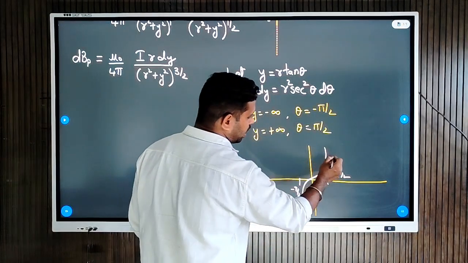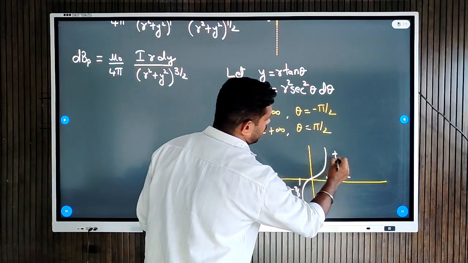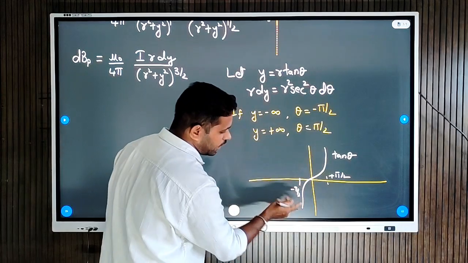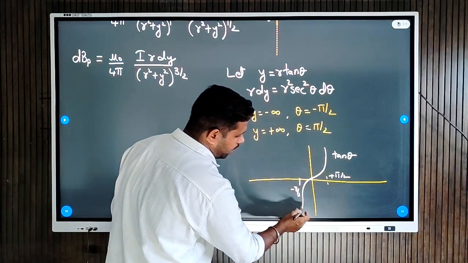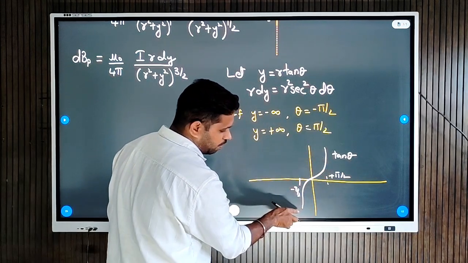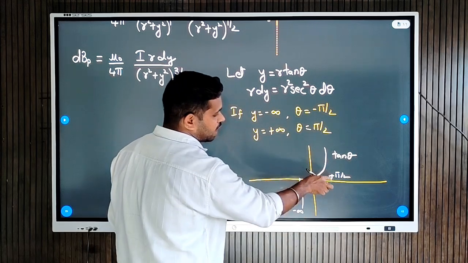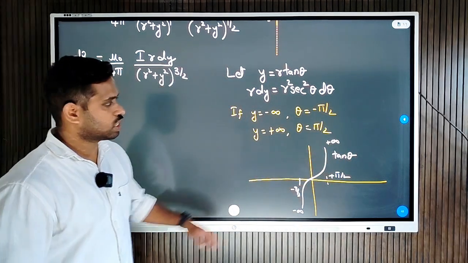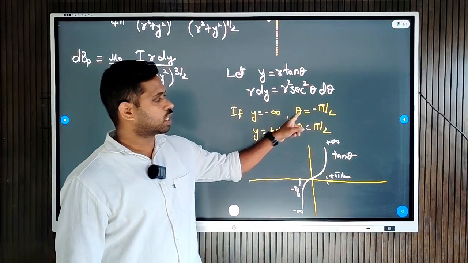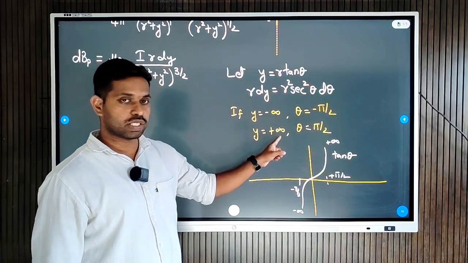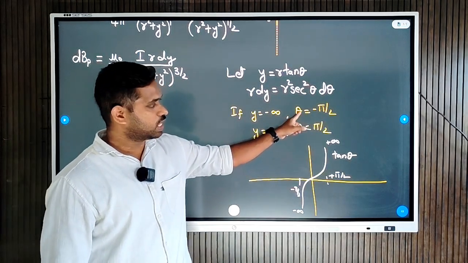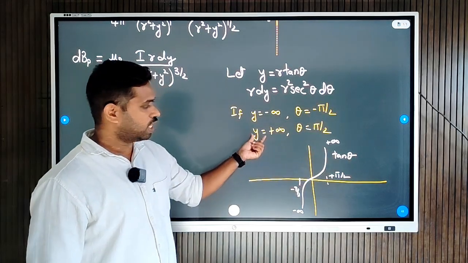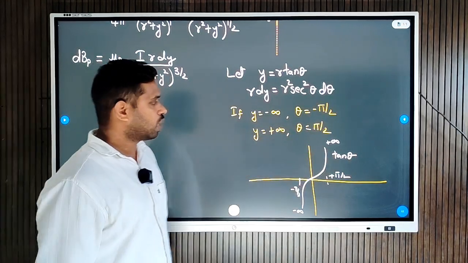This is the tan theta function. When theta is minus pi by 2, the tan theta function is at minus infinity, and when theta is pi by 2, it is at plus infinity. So if y is equal to minus infinity, theta is minus pi by 2, and if y is equal to plus infinity, theta is plus pi by 2.